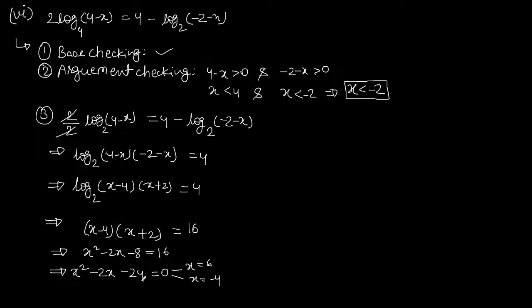Product of the roots is minus 24, sum of the roots is minus 2, if you see, using the quadratic equation, and we are told that x should be less than minus 2. That means I think this is correct. This is going to be rejected. So we have only one value, isn't it?